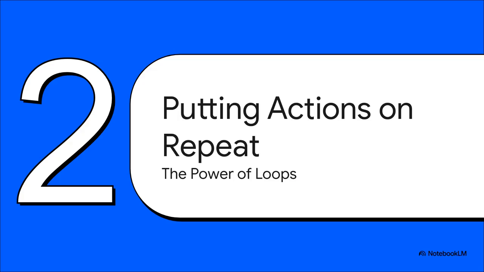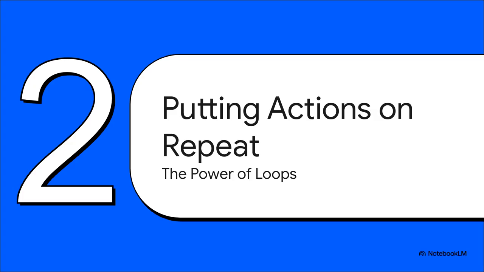All right, superpower number 1 unlocked. Our code can make choices. Now for the second major superpower we need, repetition. How do we get our code to do the same thing over and over again without us having to copy and paste code 100 times?